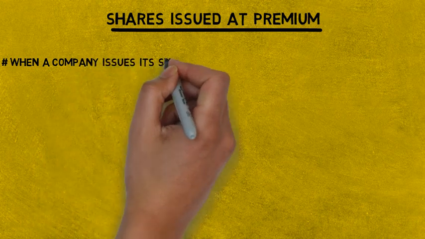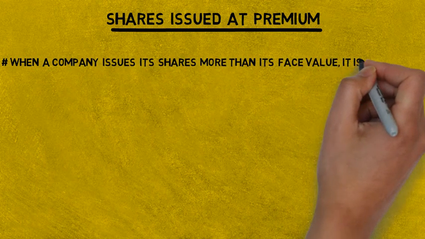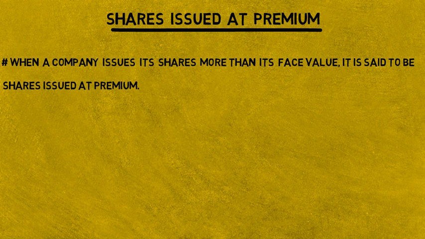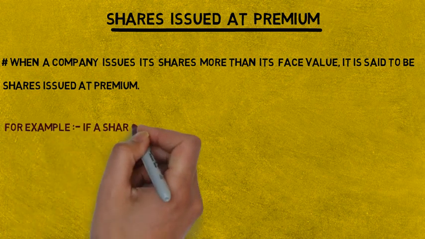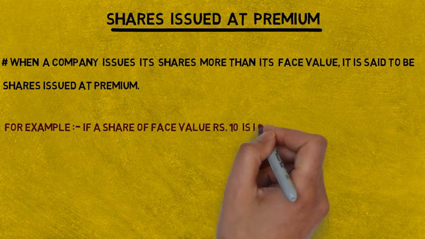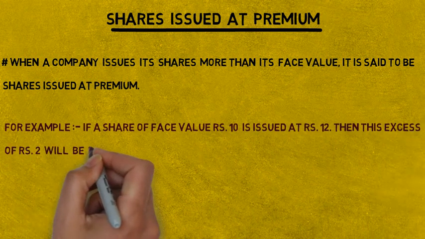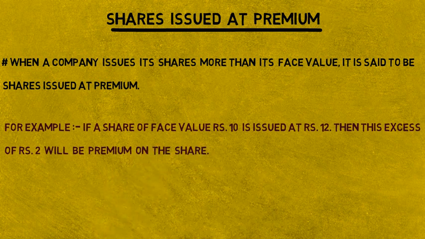Before that, let's just see what it means. When a company issues its shares at more than its face value, it is said to be shares issued at premium. For example, if a share of face value of rupees 10 is issued at rupees 12, then this excess amount of 2 rupees will be premium on the share. Now let's see what changes we have to make in our journal entries with the help of a question.